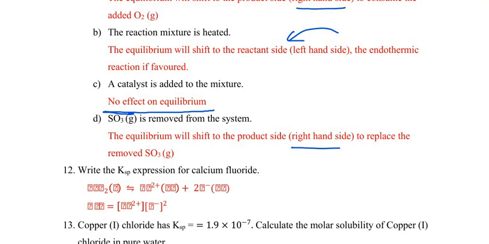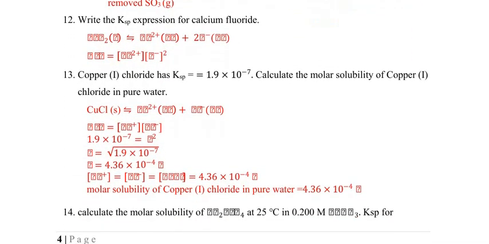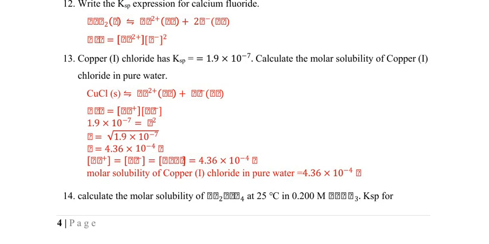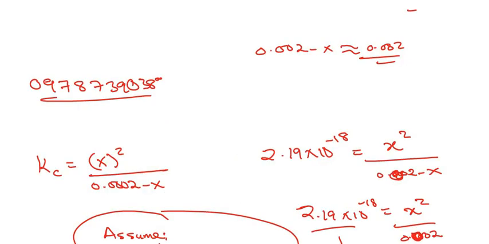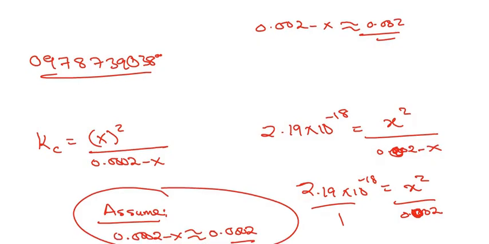Then number 12, I wanted to talk about this part here. Number 12 has to do with what we call the solubility product. I'll explain number 12 up to 14 on a different slide, since I have the question here.